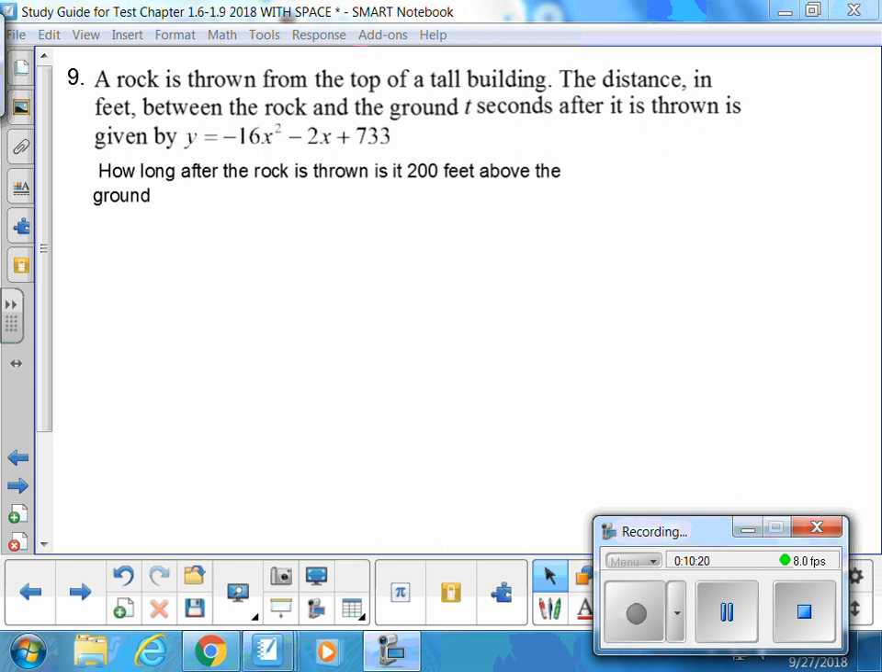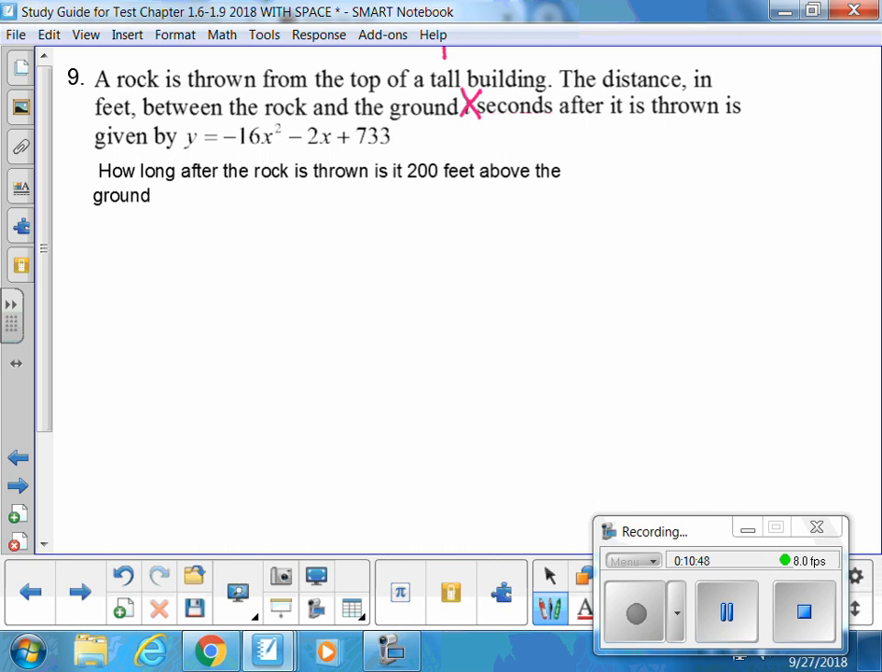All right, we have ourselves a little word problem. This should be fun. Now, I do have a typo in this word problem. I need you guys to make this t right here an x, so it makes sense. A rock is thrown from the top of a tall building. The distance in feet between the rock and the ground, x seconds after being thrown, is given by y equals negative 16x squared minus 2x plus 733. How long after the rock is thrown is it 200 feet above the ground?